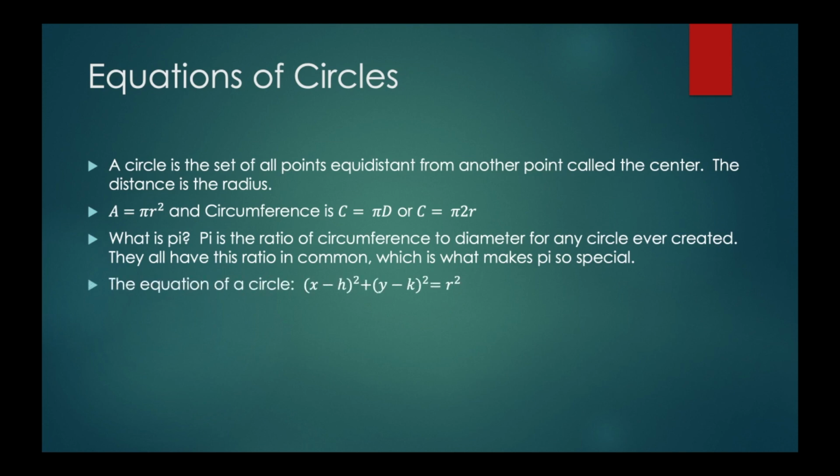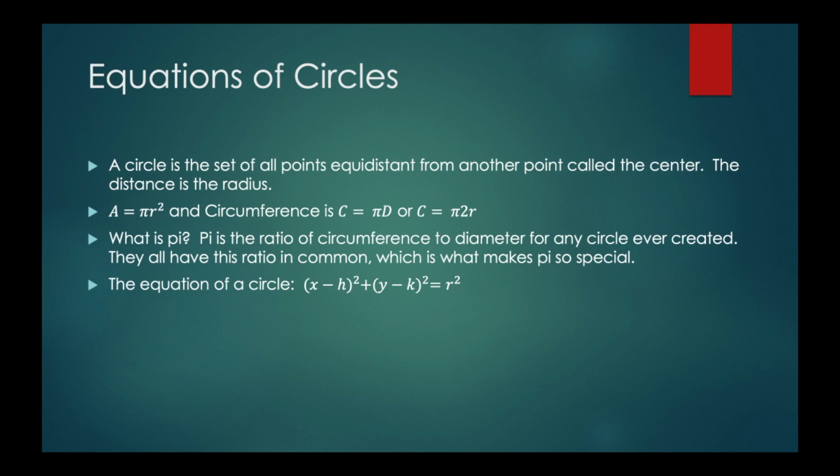Let's talk about how you can graph a circle. The equation of a circle on a coordinate plane is parentheses x minus h quantity squared plus parentheses y minus k quantity squared is equal to r squared, where in this case h and k represent the center as an xy coordinate, and r represents the radius of the circle.